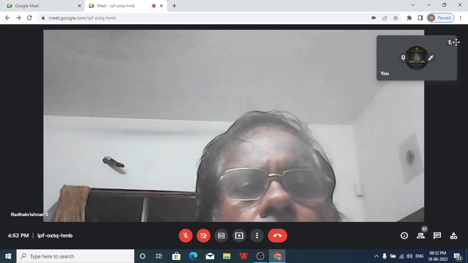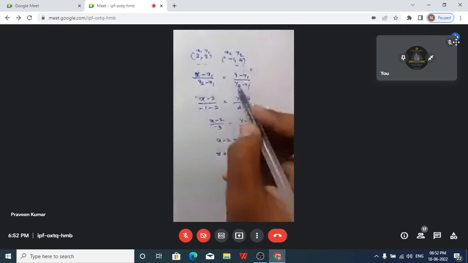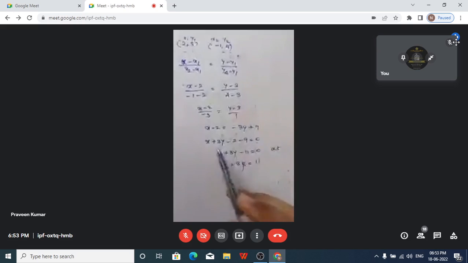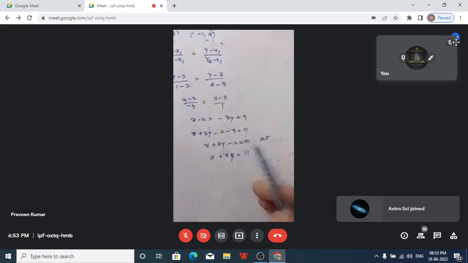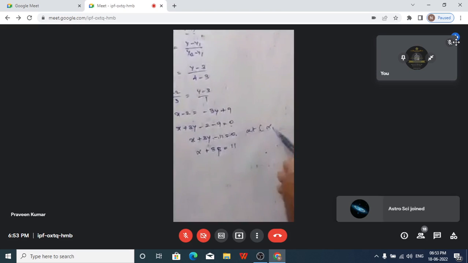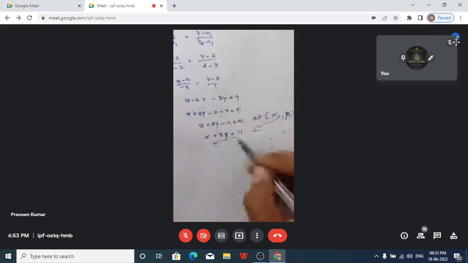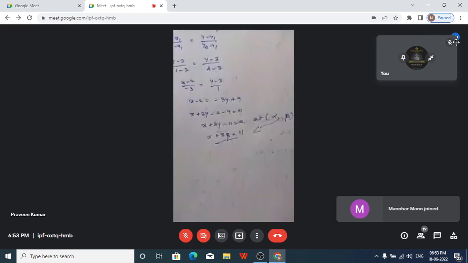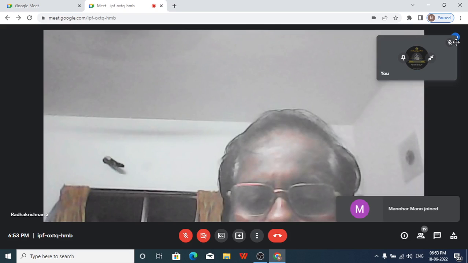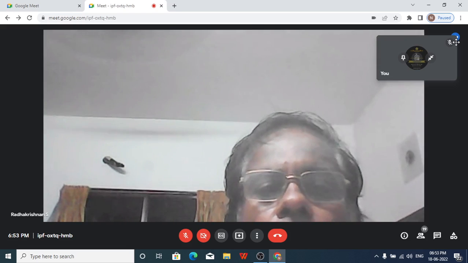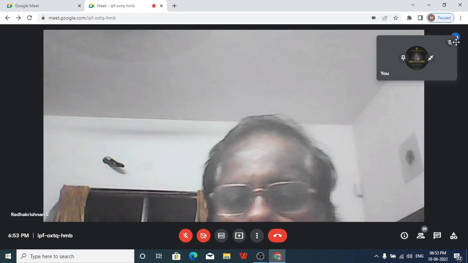So first I took these 2 points, x1, y1, x2, y2, and substituted in this formula. I get one equation, sir: x plus 3y minus 11 equals 0. And we have one more point, sir, alpha comma beta. When I substitute this, I get the answer: alpha plus 3 beta equals 11. That is correct. So you are correct, Praveen Kumar. That's the way to do it. I am sharing back.